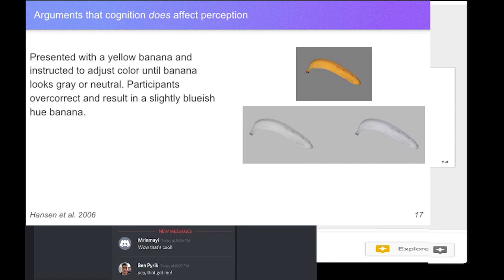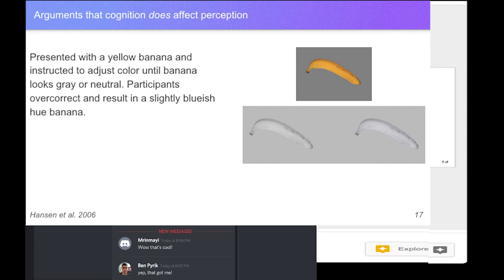So on the next slide, going back to the original banana example, they find that the banana had a tinge of yellow to it. The procedure was that they showed the yellow banana originally, and they had to adjust the color of the banana until it appeared neutral on the screen. They could use their mouse to adjust the image. And when they felt like they'd made the image as neutral in color as possible, they clicked OK. And people generally overcorrected the color. And so the final result was a banana with a slight blue tinge.